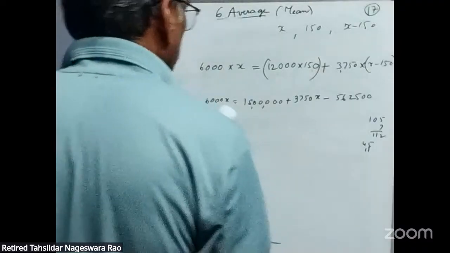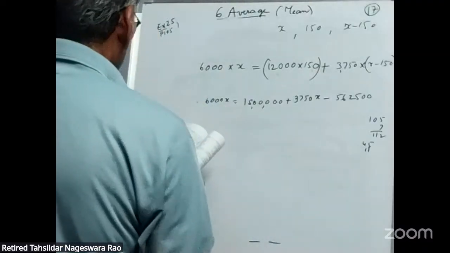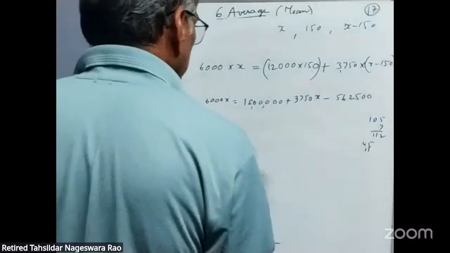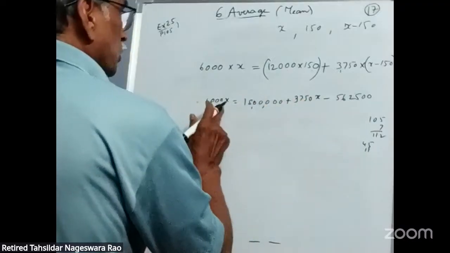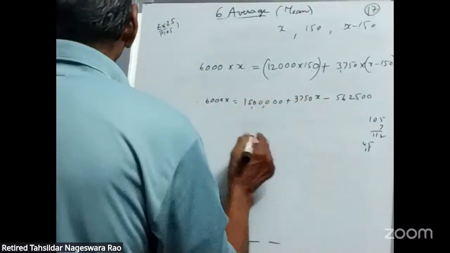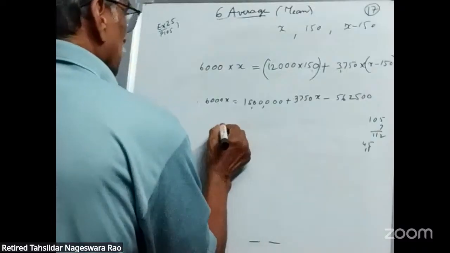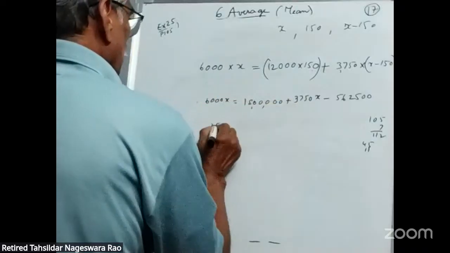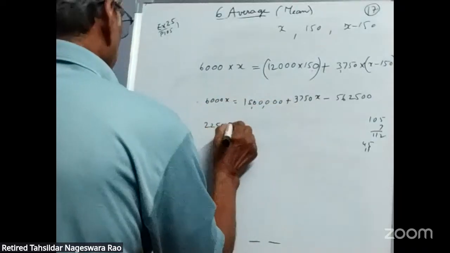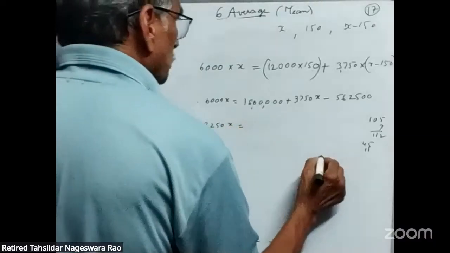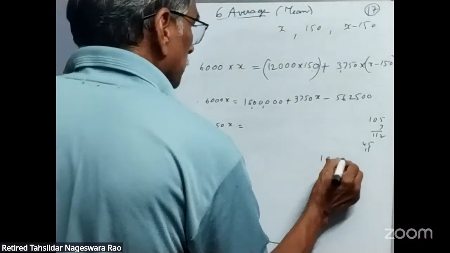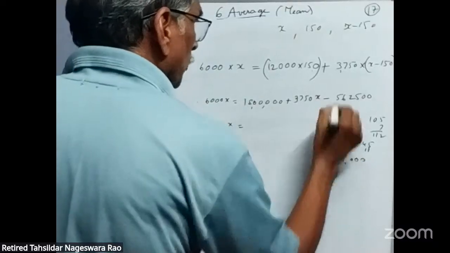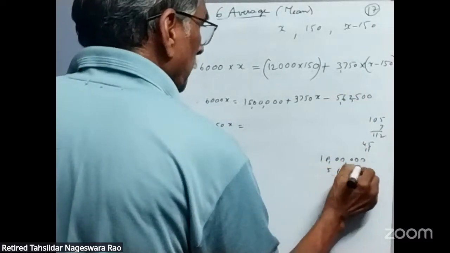Now also, go ahead, okay. 6000x minus 3750x, subtract, 50, 9 7 2, 2250x is equal to 18 lakhs minus 5 lakhs 62,500.